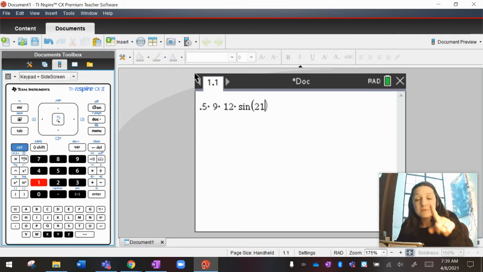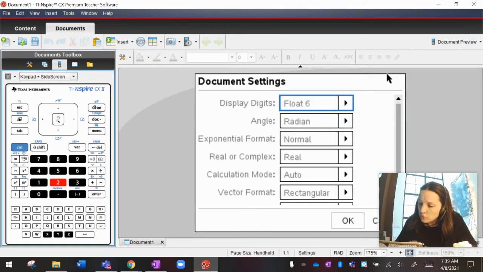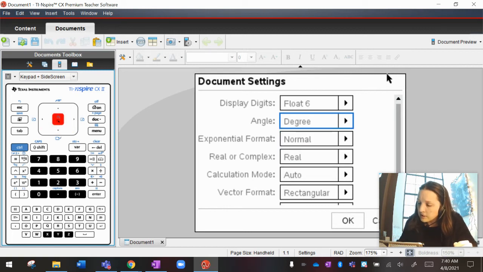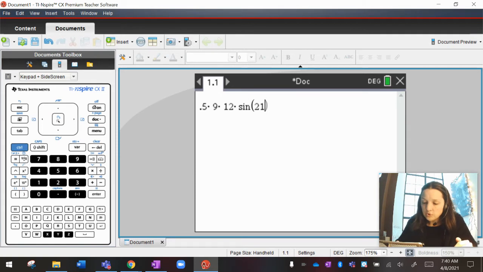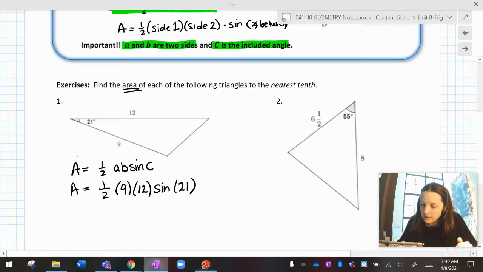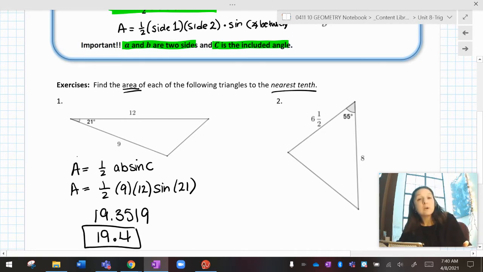And this is just a fun fact for those of you using a calculator at home. I'm noticing in this top right-hand corner, it says rad. I don't want to be in radians, so I'm going to hit doc 7 2 and then change radians to degrees and hit OK. There we go. Now it says degrees, and I will get the right answer. 19.3519. And it says nearest tenth, so that's going to be 19.4 is the area of that triangle.